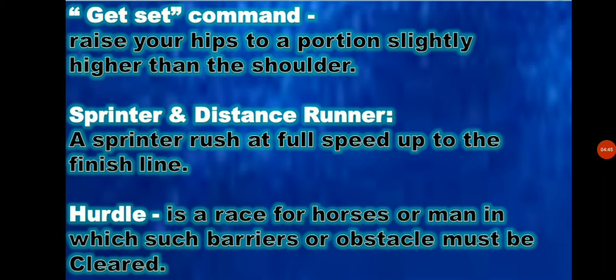The sprinter and distance runner run at full speed up to the finish line. The strides of the distance runner are shorter than those of the sprinter. The body is erect, forward knee lifted lower, and back kick higher. The body is more straight while running.